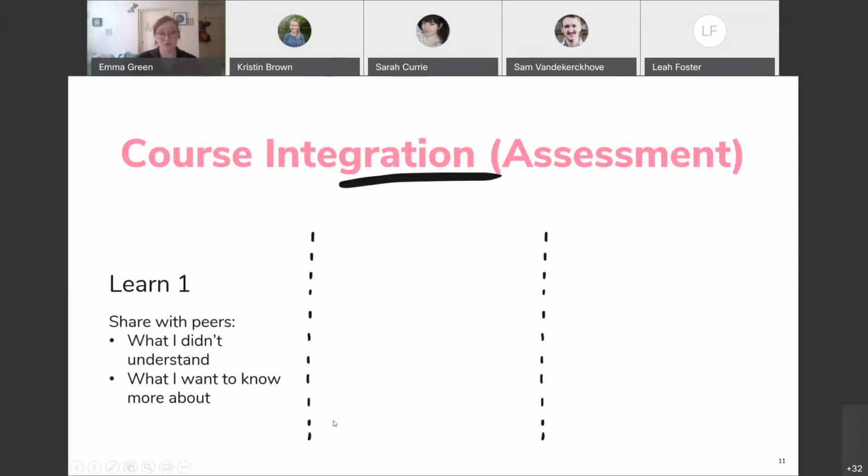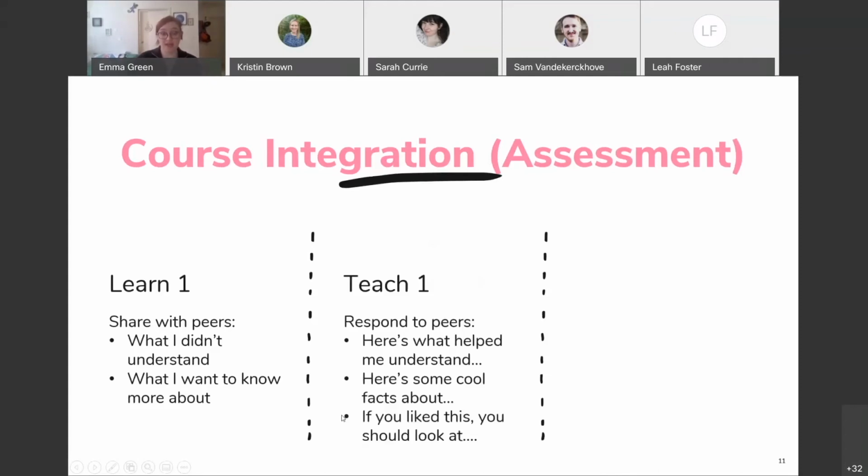And then, in order to get peers talking to each other, we then institute Teach One, which is where students then respond to their peers' questions. And they can respond to it in a variety of ways, which is like, here's what helped me understand. Here's some cool facts about. If you like this, you should look at. And what happens is that we take a lot of the fear out of admitting you don't know.